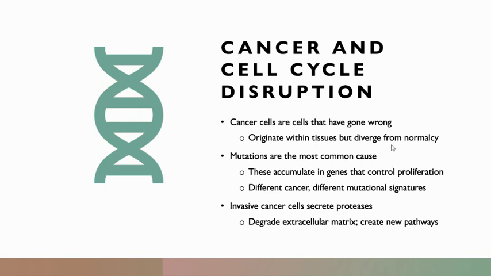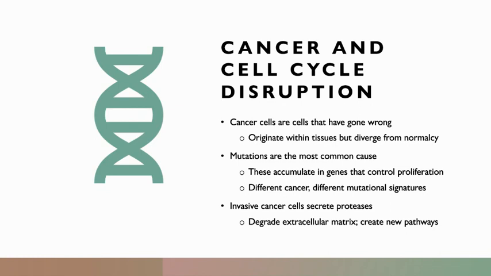Mutations are the most common cause of cancer. These accumulate in genes that control proliferation. So if there is just a small mutation in the gene for, say, the growth factor of a cell, and it never tells the cell to stop growing and making copies, it will continue on and on and on. Different cancers have different mutational signatures. Not all cancers have the same mutation or a mutation in the same place as a different cancer. So that's what makes cancer harder to treat and to study: there are so many different mutational signatures.